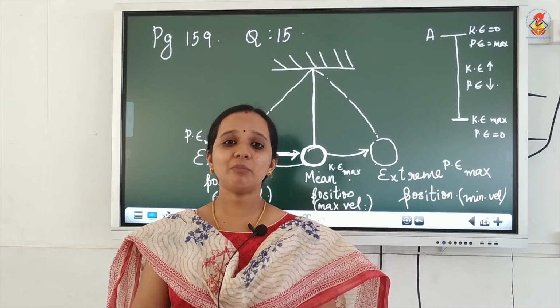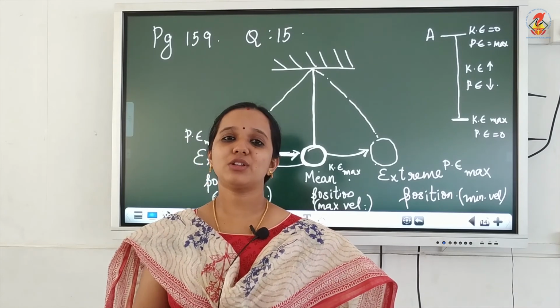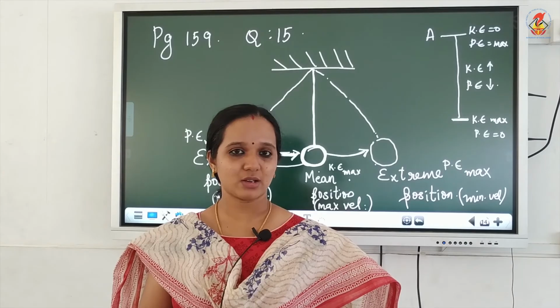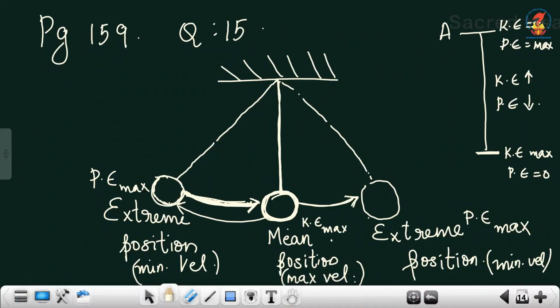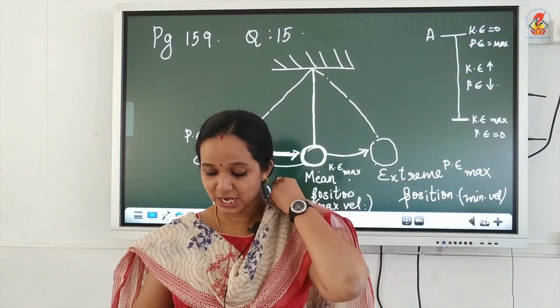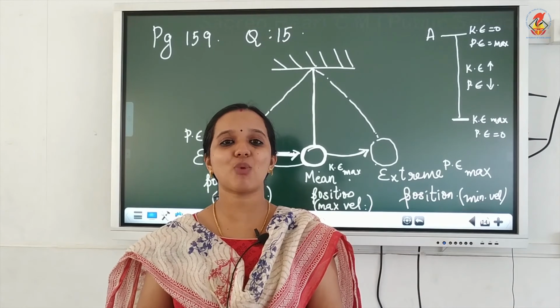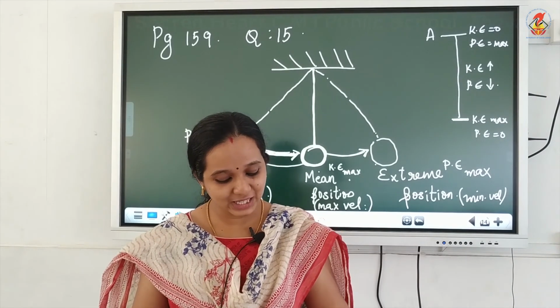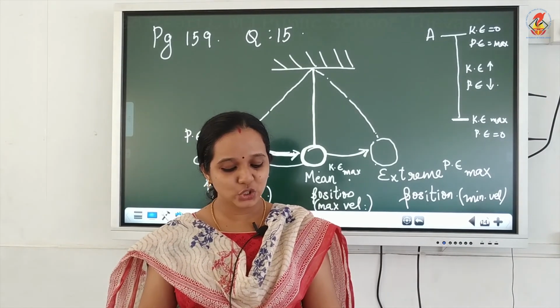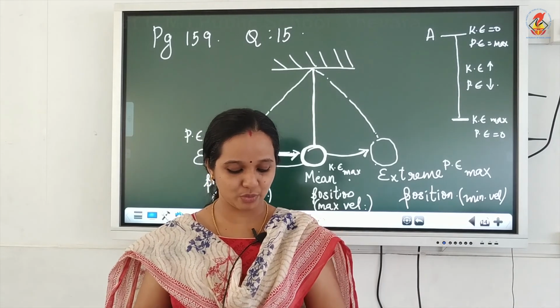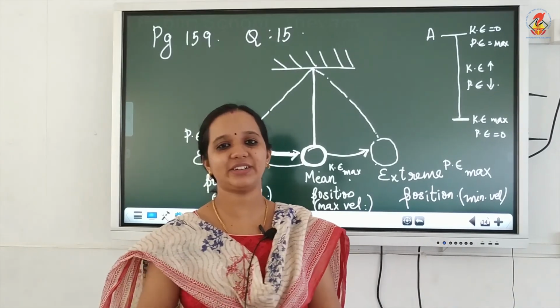Okay, that is how a simple pendulum holds the law of conservation of energy. That is question number 15 of page number 159. Now moving on to question number 21. A freely falling object eventually stops on reaching the ground. What happens to its kinetic energy?